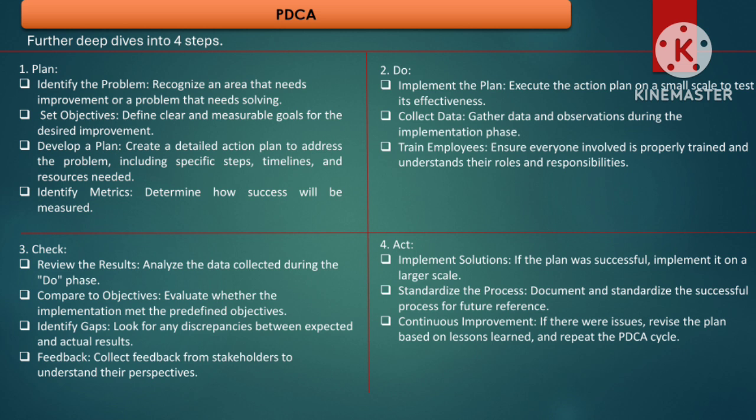In the act phase, you will implement this solution on a larger scale, and you will see if it is giving you the result as expected. In case you don't see the result as expected, you can always go back to previous stages and see the gap and try to fix those gaps so that you are closer to what is expected out of the program or project. Then you will establish the standardized process based on the outcome.